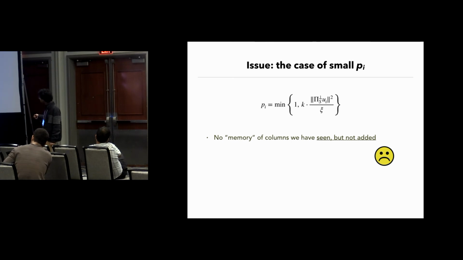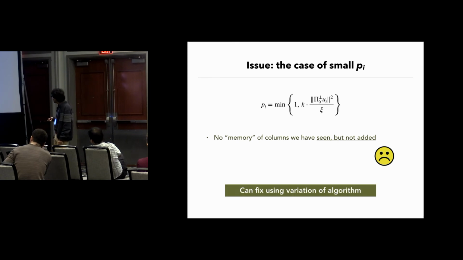In some sense, this is a problematic case, because if p is pretty tiny, then you get these columns, with some good probability you don't choose them, and then they're gone forever. And it's an online algorithm, so you have no memory of what you've seen. This is what we fix by looking at a variant of the algorithm.